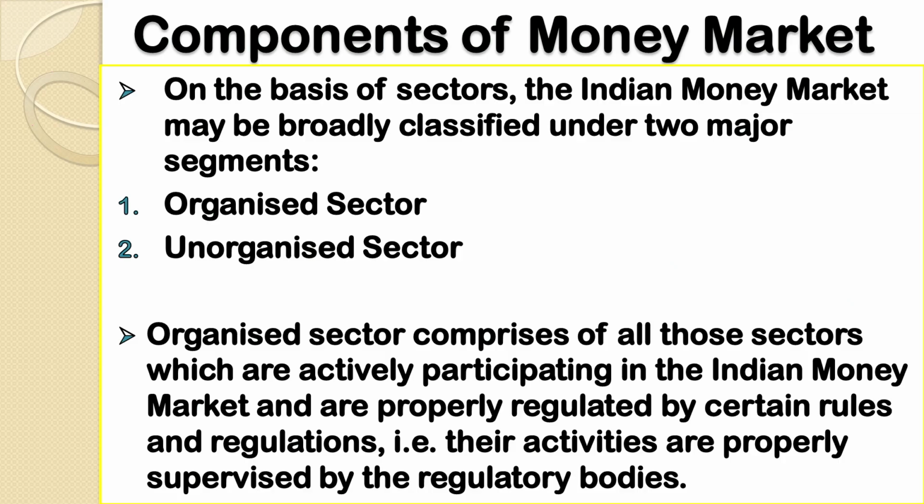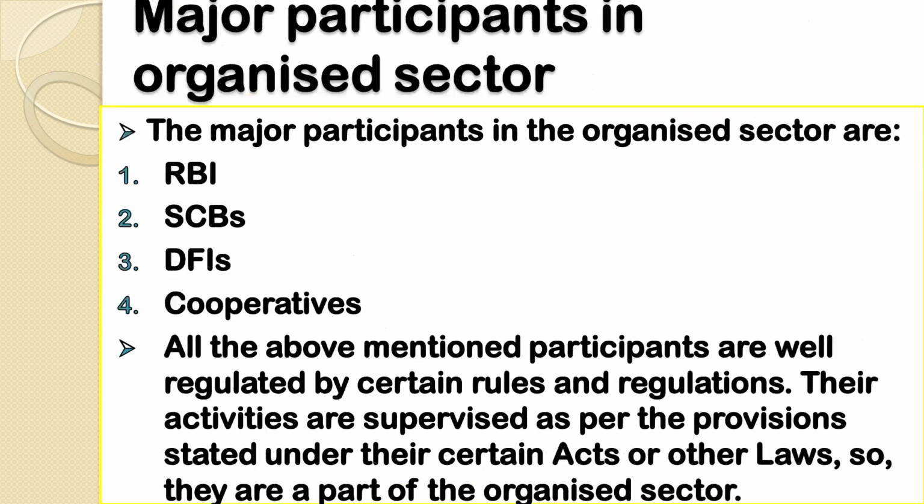Now, the second major component is what are the different kinds of sectors under our money market. On the basis of sectors, the entire Indian money market may be broadly classified under two major sectors. One sector is the organized sector, the second is the unorganized sector. Now, let us discuss the meaning of an organized sector.